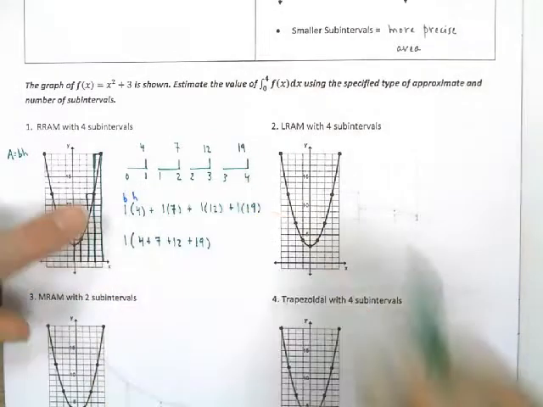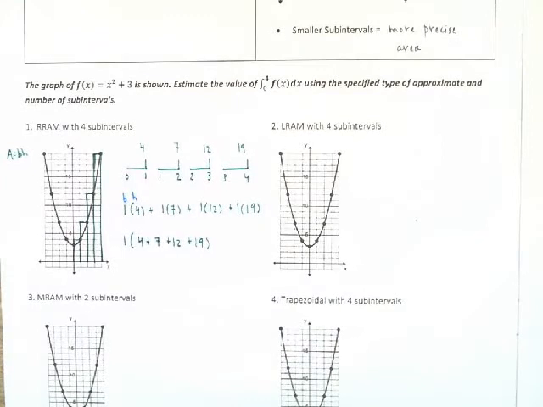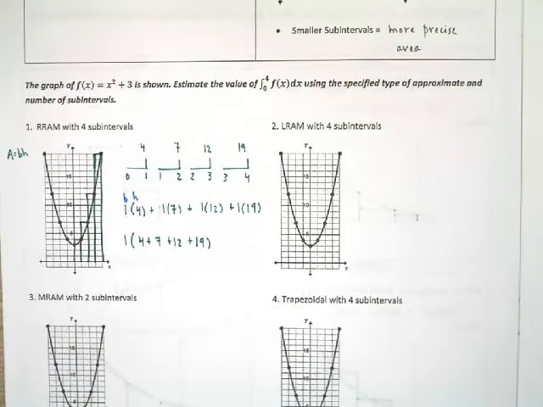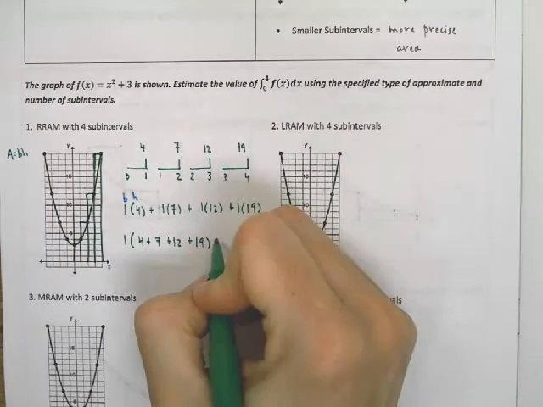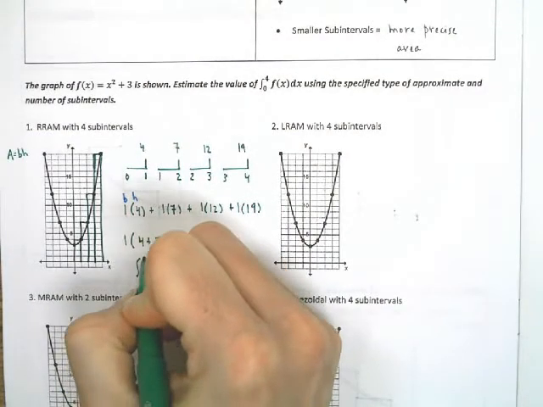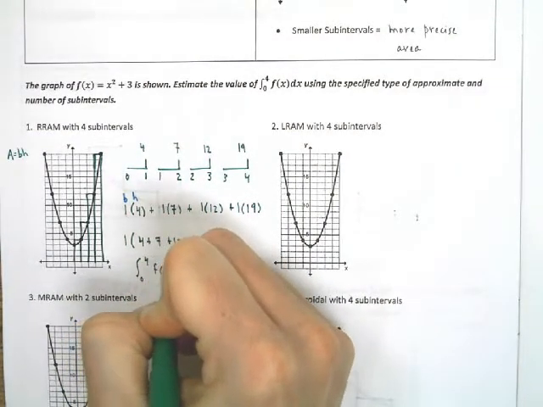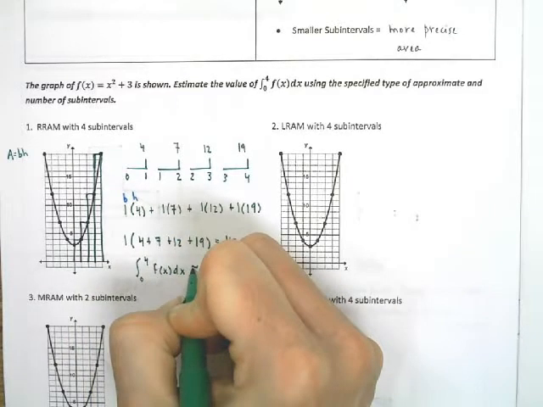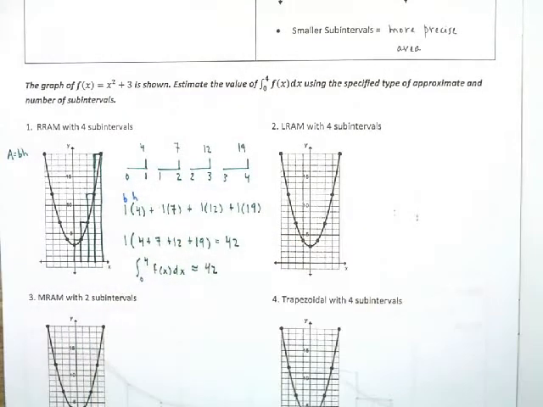So now if we add those up, let me get my calculator here. Let's see. So I get 42. So what we're saying here is that the integral from 0 to 4 of f of x dx is approximately 42. I don't want to say it's equal because we know that's not an exact answer, but it's approximately 42.